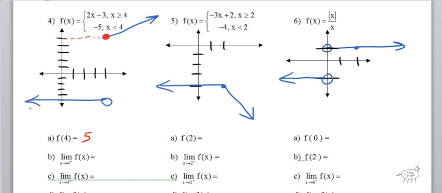Well, again, I don't care what happens here, here, here, here, here. I only care as you get really close. And what's the y value when I get really, really close? Well, it's negative 1, 2, 3, 4. It's negative 5.